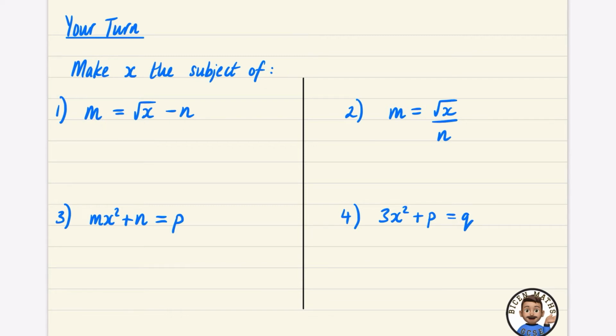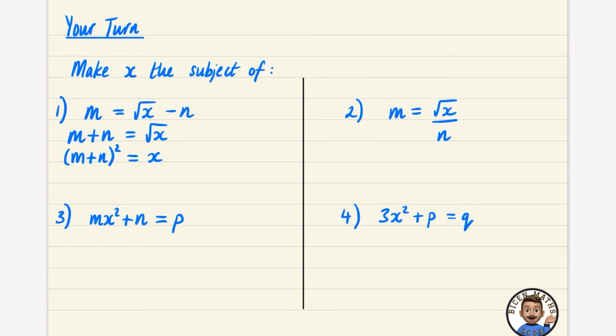with this part. So that negative n, I'm going to add it to the other side. So m plus n equals the square root of x. Now the opposite of square rooting is squaring, so I'm going to have to square this whole side, m plus n, all squared. You can't square the parts individually.